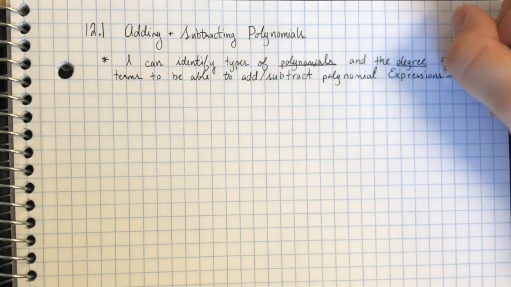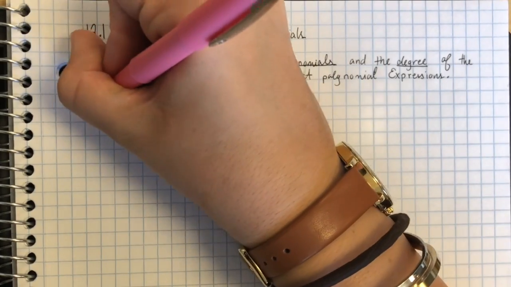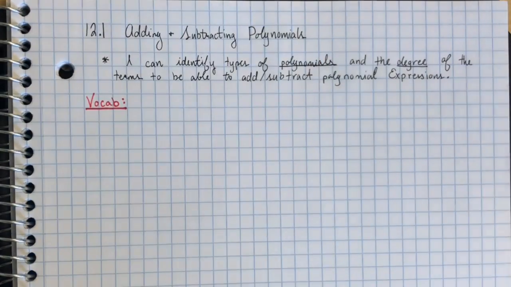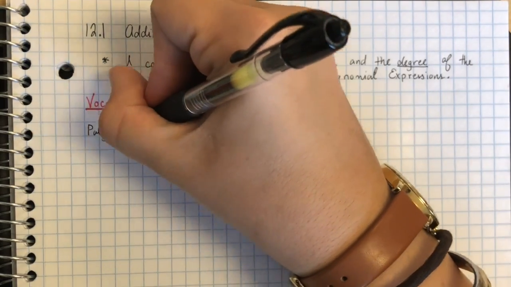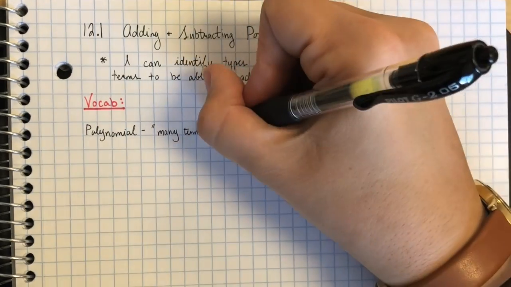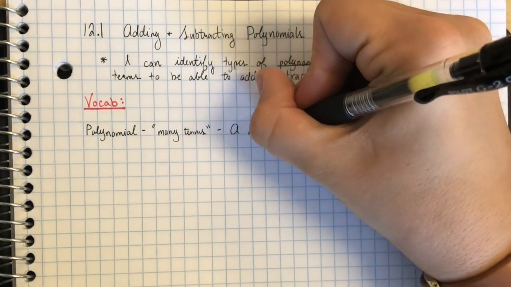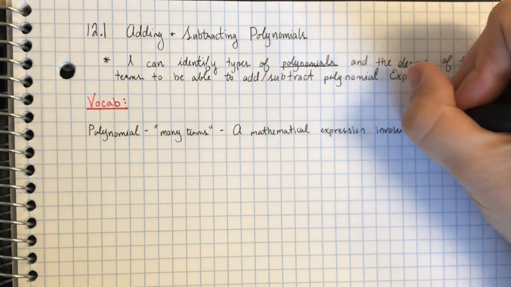So we're going to start with some vocab, and we want to make sure that we are understanding what components of the equations we're talking about. So the first term is polynomial. We haven't really put a label on a polynomial expression, but you have seen polynomial expressions. It just means that there are many terms.